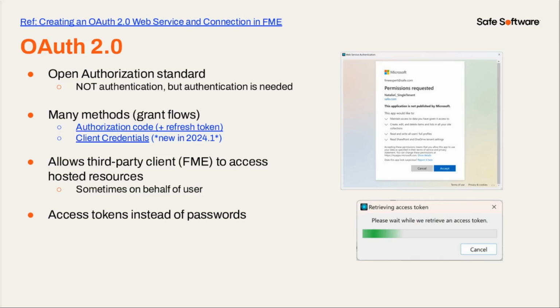The whole idea of OAuth 2.0 is this use of access tokens instead of passwords to get at protected resources. And this is a much more secure way of accessing sensitive resources. It is the current industry standard protocol for authorization. So you get that nice feature in FME.